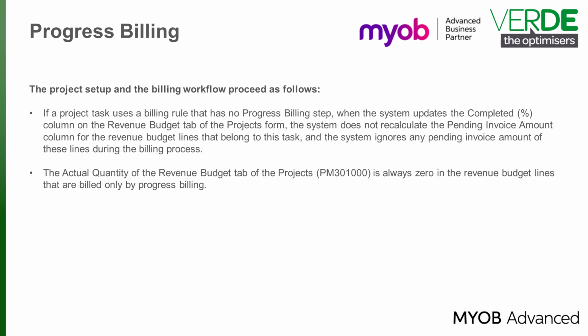If a project task uses a billing rule that has no progress billing step, when the system updates the completed percentage column on the Revenue Budget tab of the project's form, the system does not recalculate the pending invoice amount column for the revenue budget lines that belong to this task, and the system ignores any pending invoice amount of these lines during the billing process. The actual quantity of the Revenue Budget tab of the project is always zero in the revenue budget lines that are billed only by progress billing.